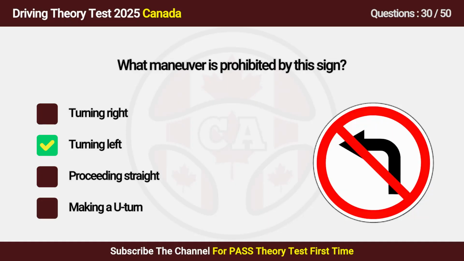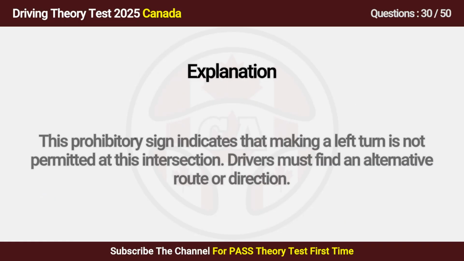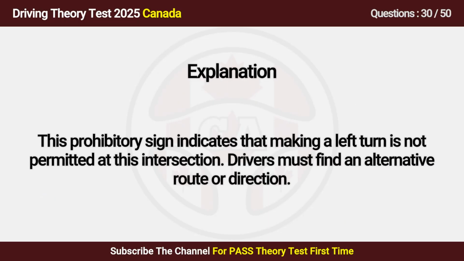Answer is B, turning left. This prohibitory sign indicates that making a left turn is not permitted at this intersection. Drivers must find an alternative route or direction.